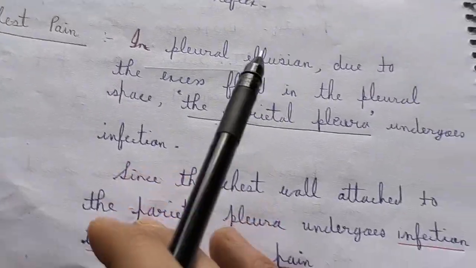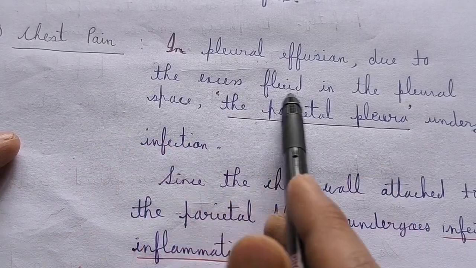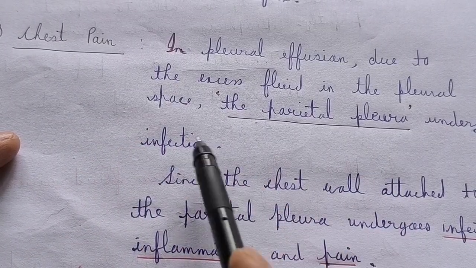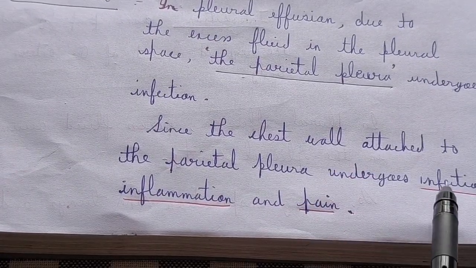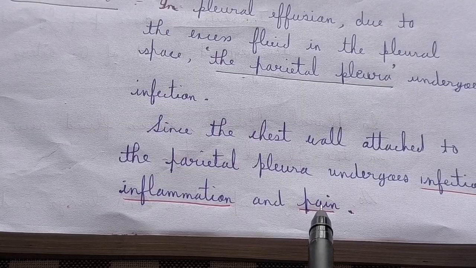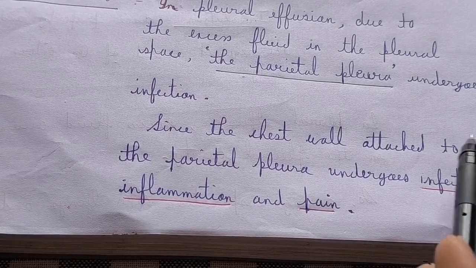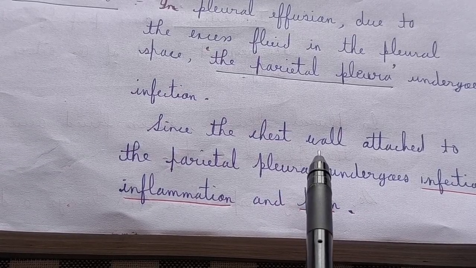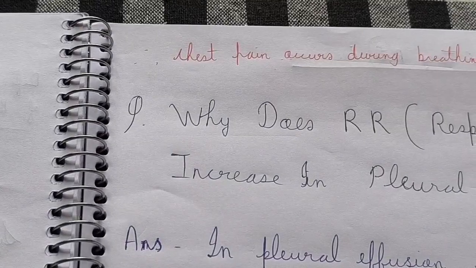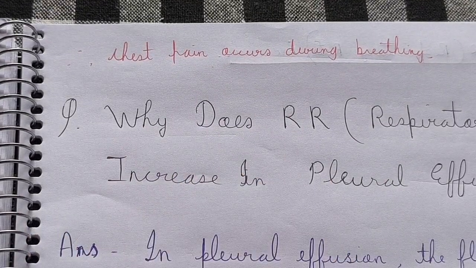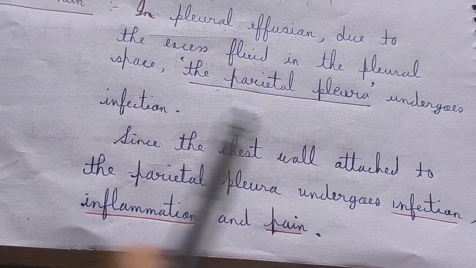Now I am going to explain the cause of chest pain. As already noted, in pleural effusion, due to excess fluid in the pleural space, the parietal pleura undergoes infection. Since the chest wall is attached to the parietal pleura, it undergoes infection, inflammation and pain. Due to this, chest pain occurs, because the chest wall has to do forceful breathing in spite of the infection. So this is the main reason why chest pain occurs during breathing: the infection of the chest wall.